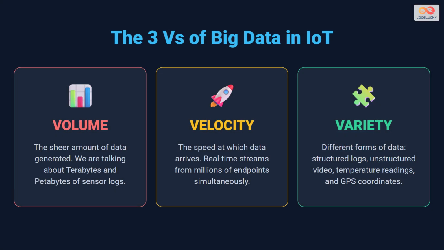To manage this, we look at the 3 V's of big data in the context of IoT. Volume refers to the massive size of the data. Velocity is the high speed at which data streams in, and variety represents the different formats, like structured logs or unstructured video feeds.